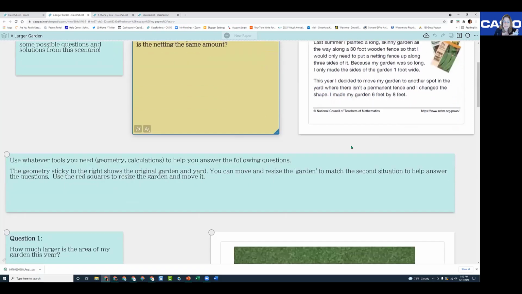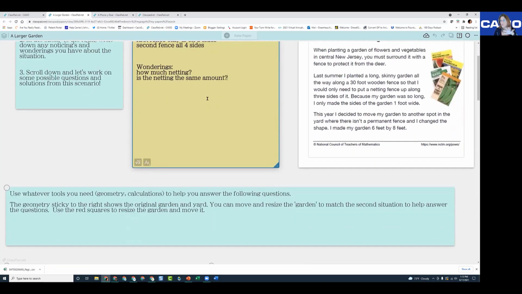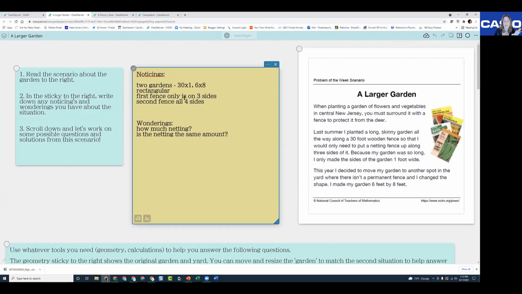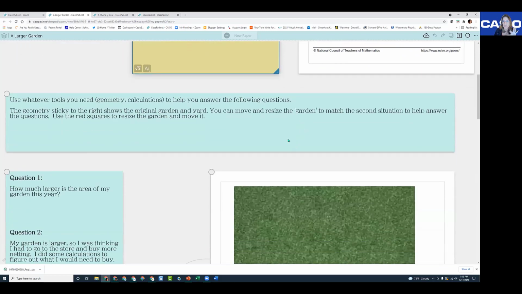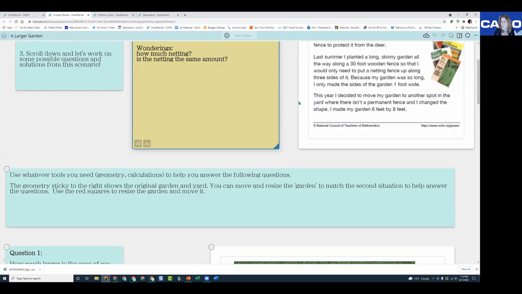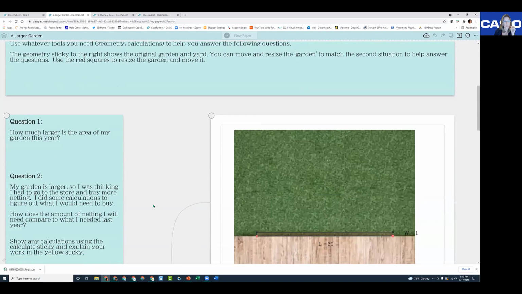So then the next thing in this activity, here's what I like about these activities, and using ClassPad, this is why I use ClassPad, is because I can have lots of things going on and just scroll to the next thing. So everything's in one place. So it says here, use whatever tools you need, geometry, calculations, to help you answer the following questions. And so here's my questions now. So these questions did come from this problem, but they're left off. They actually appear in the student work.